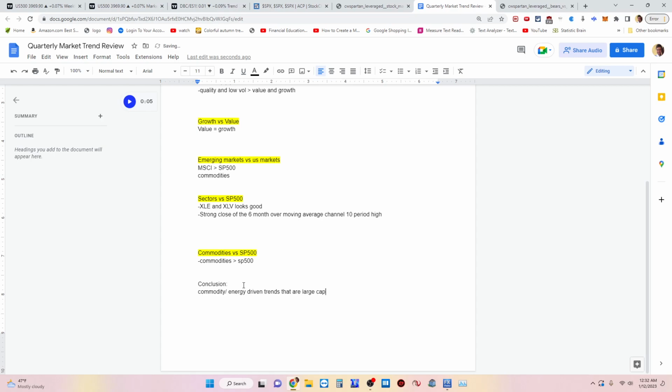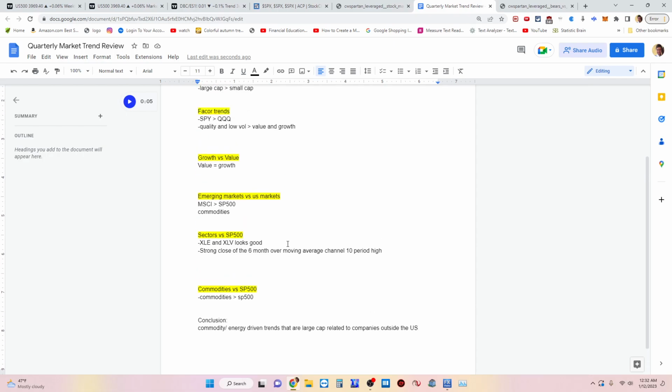If I were to combine it all, it could be related to companies outside the United States. Metals and mining, materials, they're doing really well. That's something that's really big in Australia and China. But that's just what I see based upon the charts that we looked at: large cap, small cap factor trends, growth versus value trend, emerging markets versus U.S. market, sectors versus the S&P 500, and commodities versus the S&P 500.